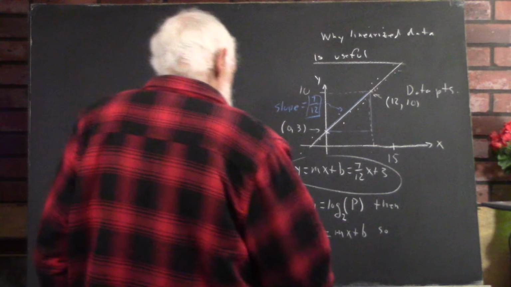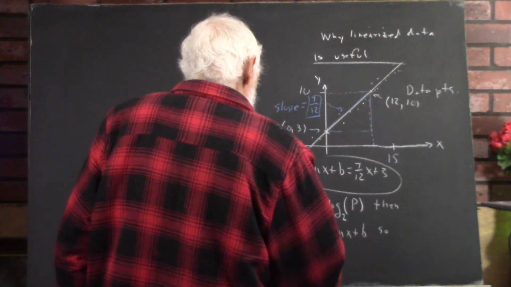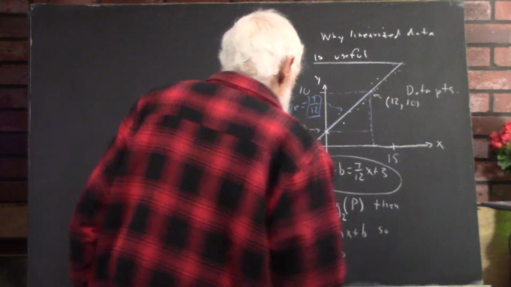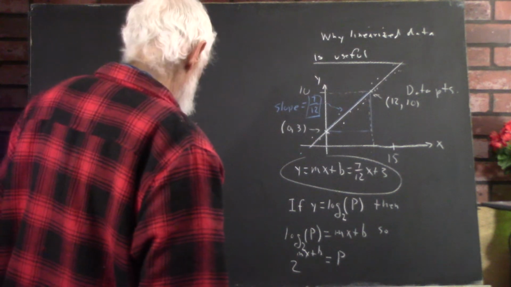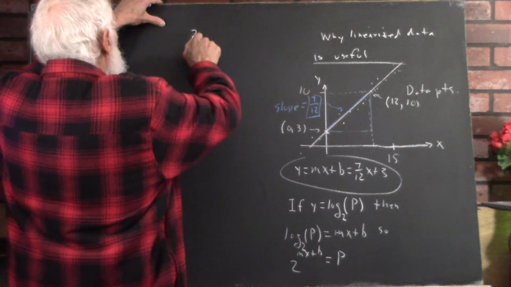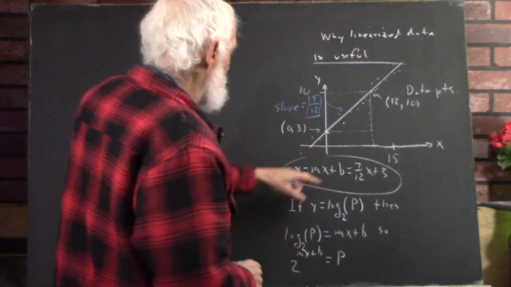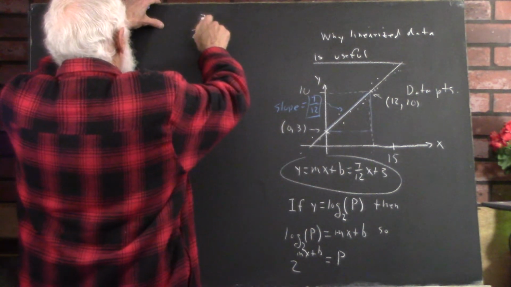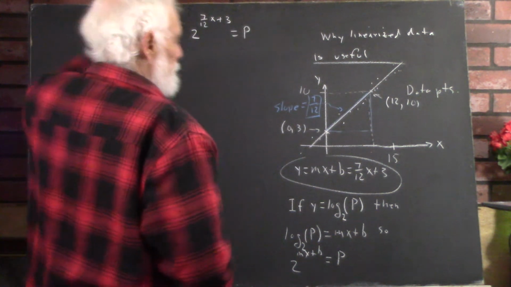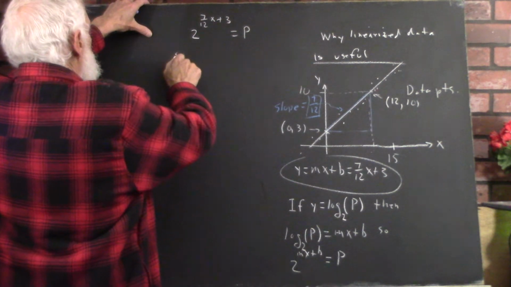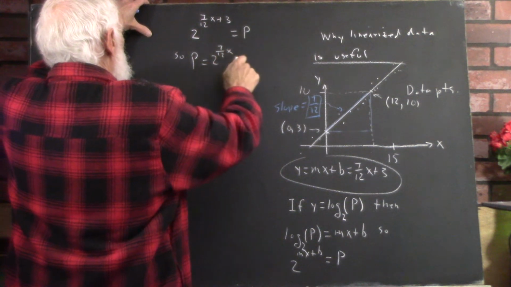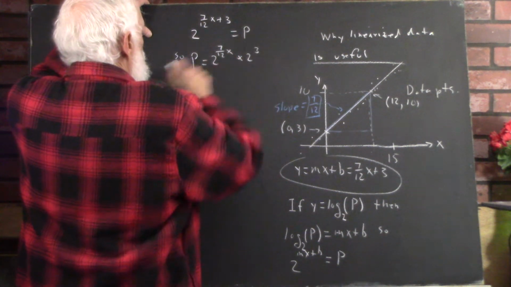So 2 to the mx plus b equals p. For this graph, 2 raised to the 7/12 x plus 3 equals p. So p equals 2 to the 7/12 x times 2 to the 3rd.